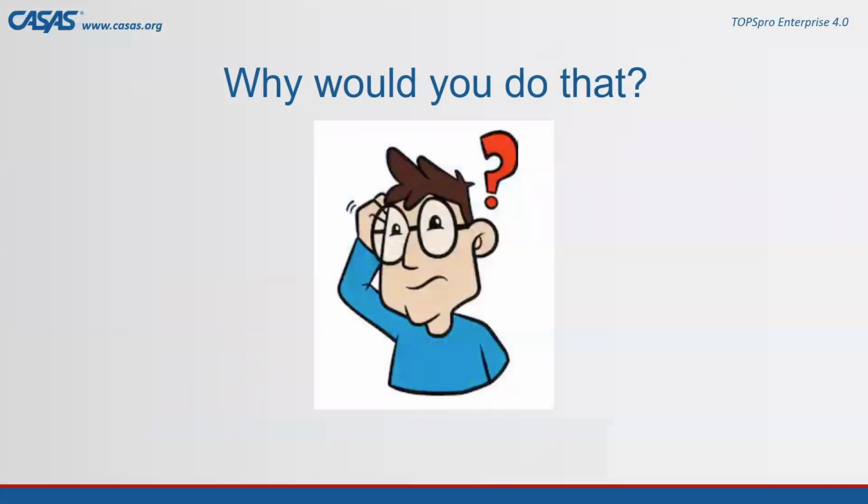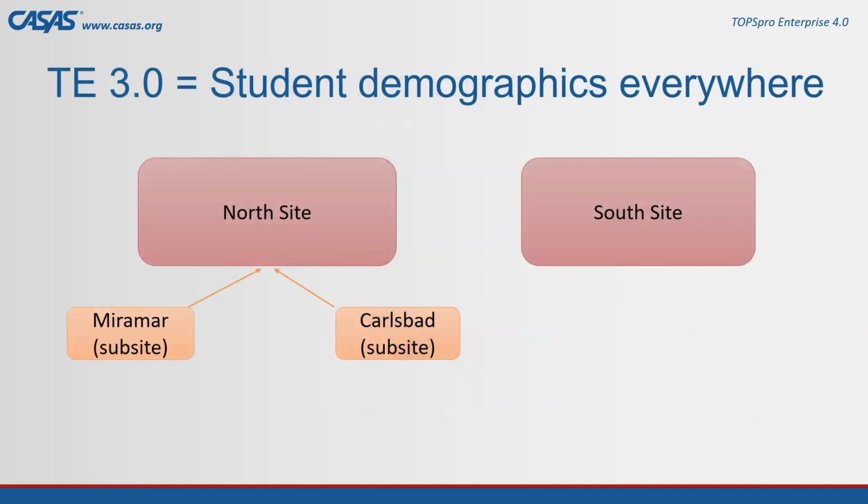Why would CASAS do that? I'm glad you asked. The short answer is to manage students more efficiently. The reason student demographics occur at the site level goes back to the days when some agencies could not guarantee a unique student ID at the agency level. So let's talk about how records are stored today.